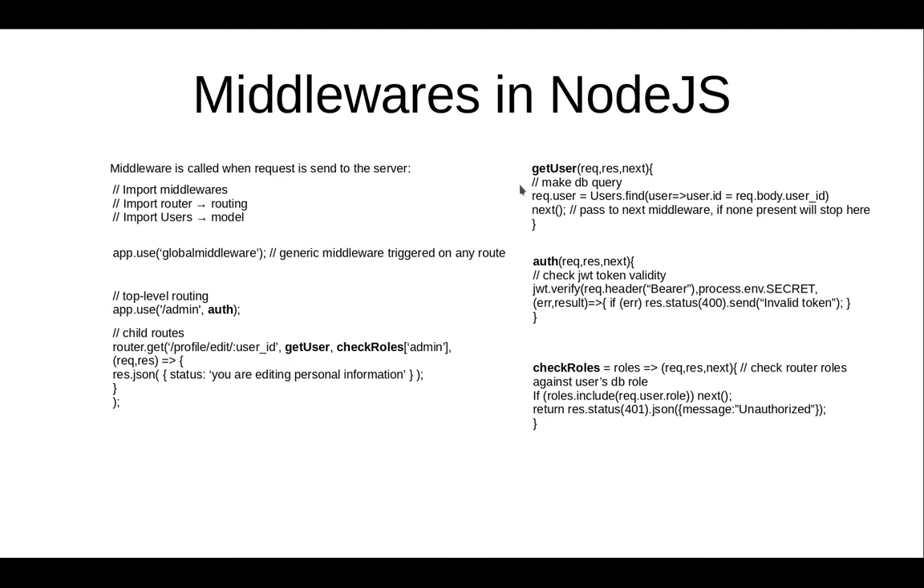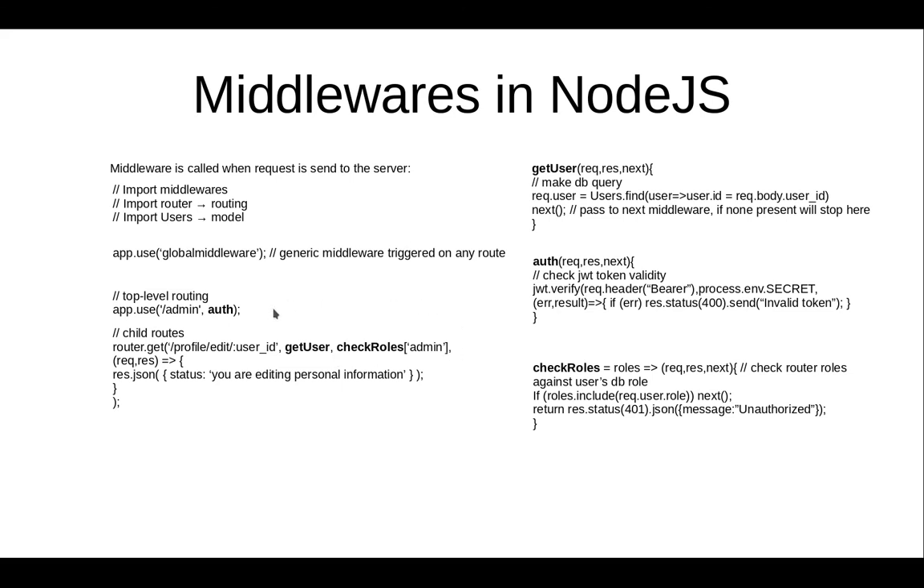So for the get user, we are making a database query using the users model that we have imported initially, and we're just checking whether we can find such a user where inside of the table its ID is the same as passed from the request. Whenever we are ready with this, we are passing with the next function the same request to the next middleware. If we don't want to do this, we just omit the next function and the next middleware will not be triggered, in this case check roles.